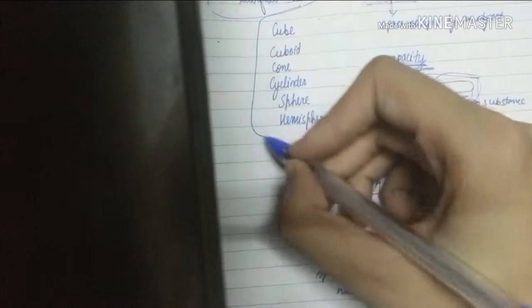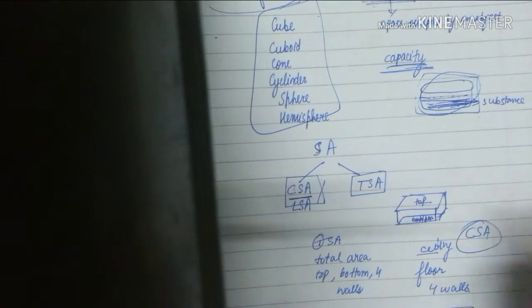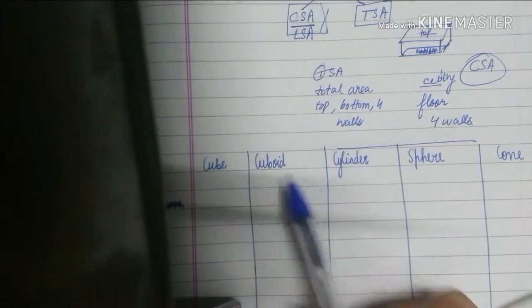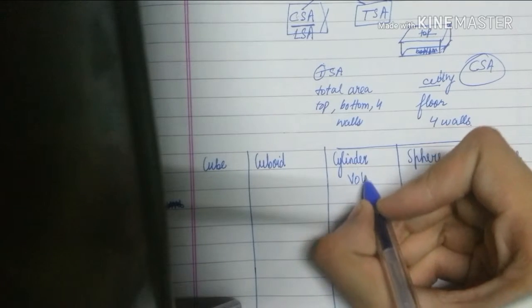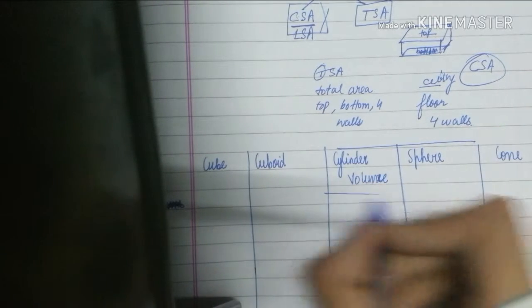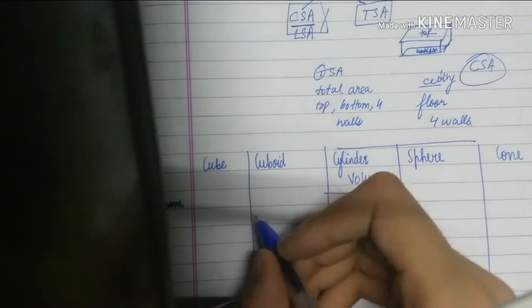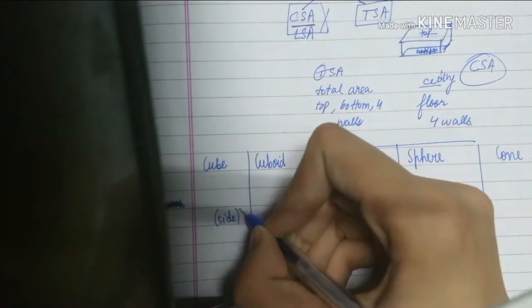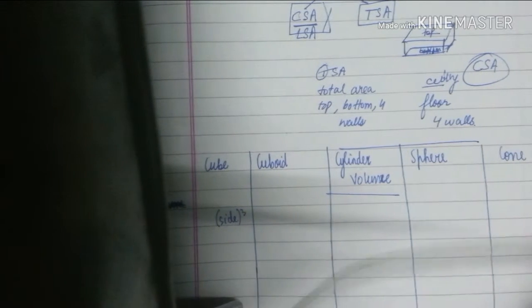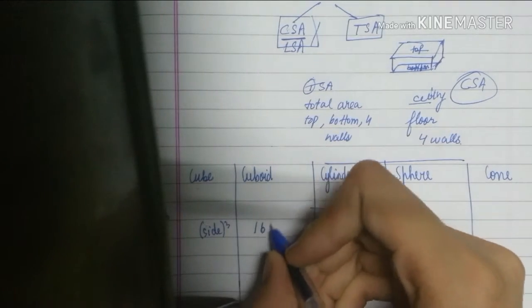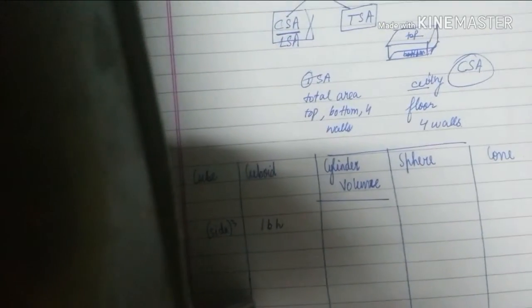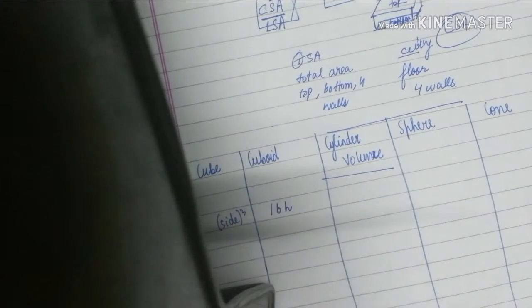And now let's study further the formulas which we will be using in this chapter. So as I mentioned earlier, we would be discussing cube, cuboid, cylinder, sphere and cone. So let's discuss their volume first. So the volume of a cube is simply side cube. Simple, easy to remember. After that, the cuboid. The cuboid has three things: length, breadth and height. And this is simply the volume of the cuboid: length into breadth into height.